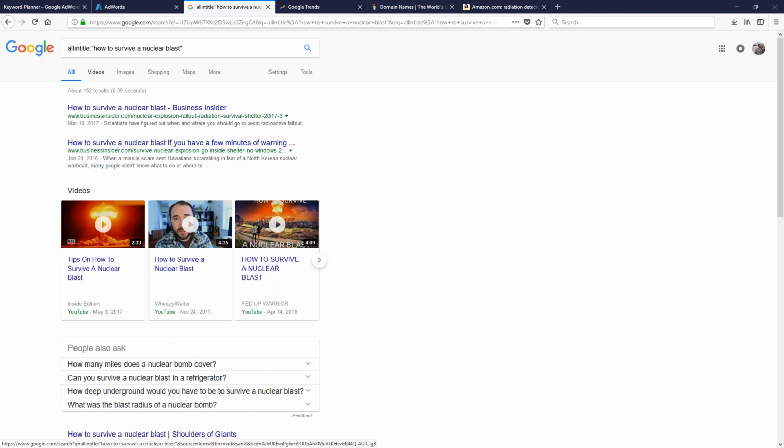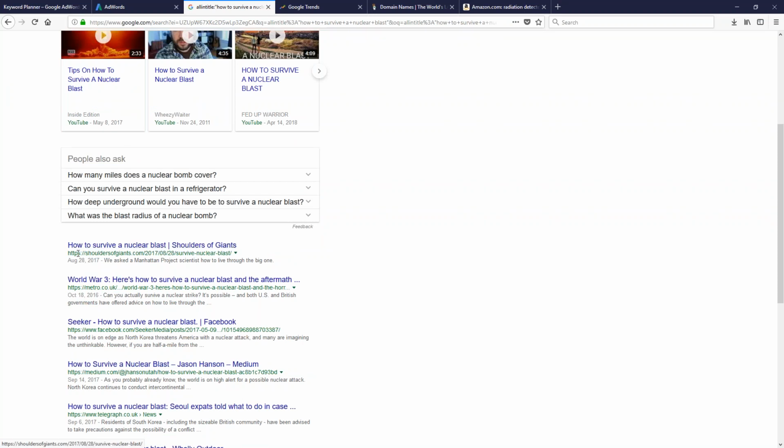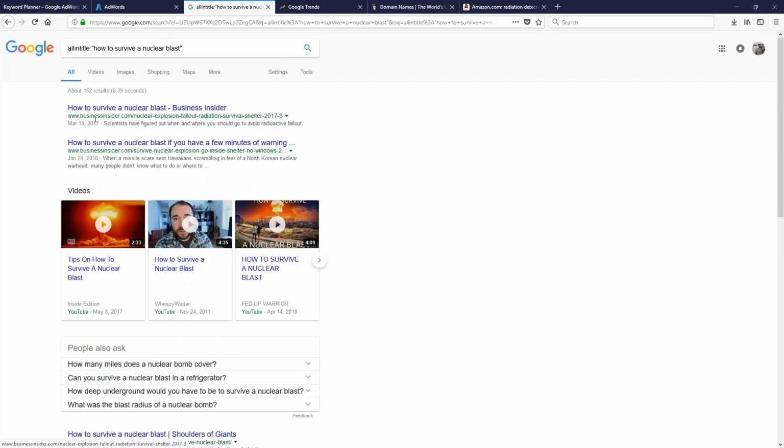Now I can also find out how many sites have a specific page that I consider to be fairly aggressively trying to target this keyword phrase. When you find a page that has your keyword within the title of the page, so every single result here now should have how to survive a nuclear blast in it. Some of them at the beginning, some of them in the middle, but it doesn't matter. Everything in this list now is going to be in the title. There's only 152 of those websites.